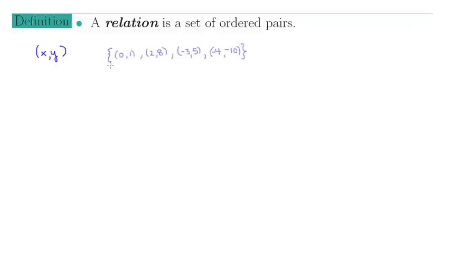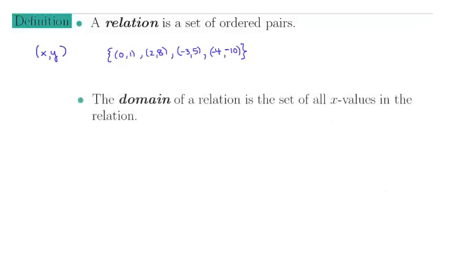For example, the set that contains the ordered pairs (0, 1), (2, 8), (-3, 5), (-4, -10). This is called a relation. Now, there are two specific things in the relation which are important. The domain of a relation is the set of all x values in the relation. In other words, the first elements are all called elements of your domain. So, in your set example, we would say that 0, 2, -3, and -4 all make up elements in the domain of the relation.